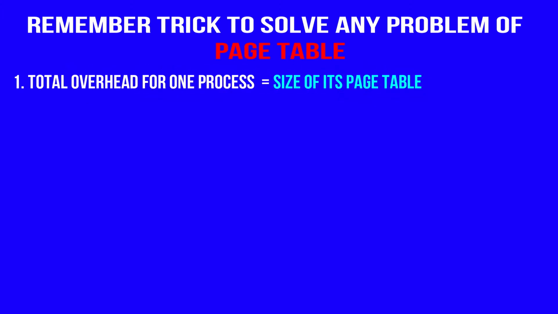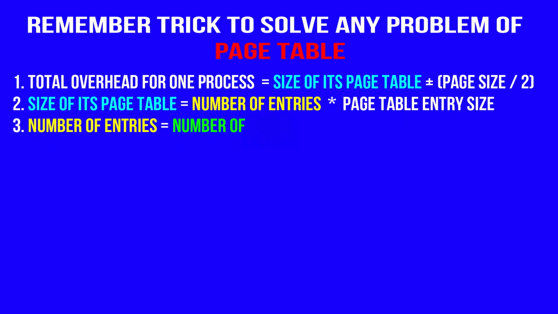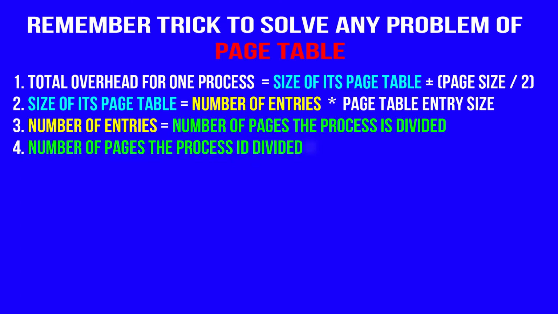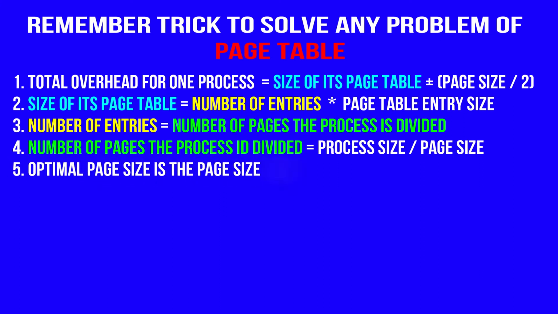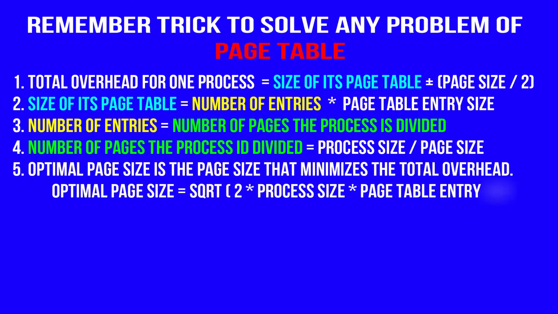First of all, some rules are given here. Number one, how you can find the total overhead for one process. Total overhead for one process is equal to the size of its page table plus page size by 2. Second formula, size of its page table equals number of entries into page table entry size.